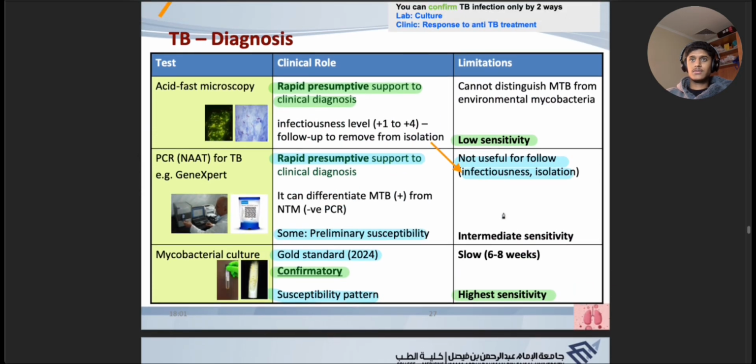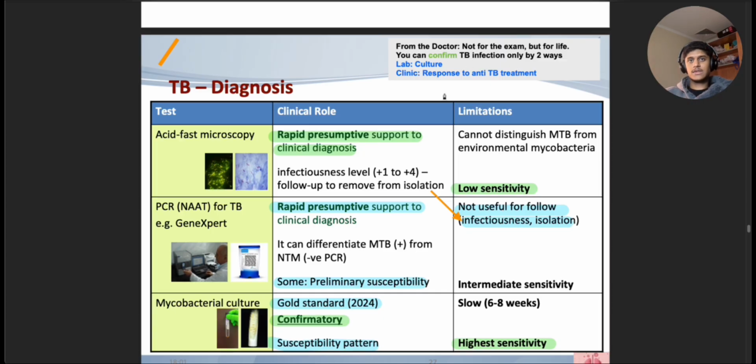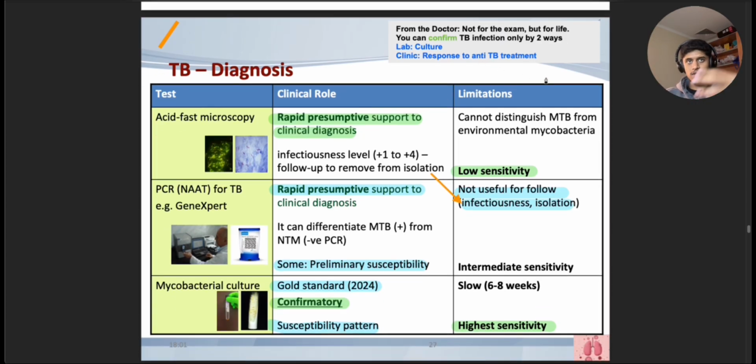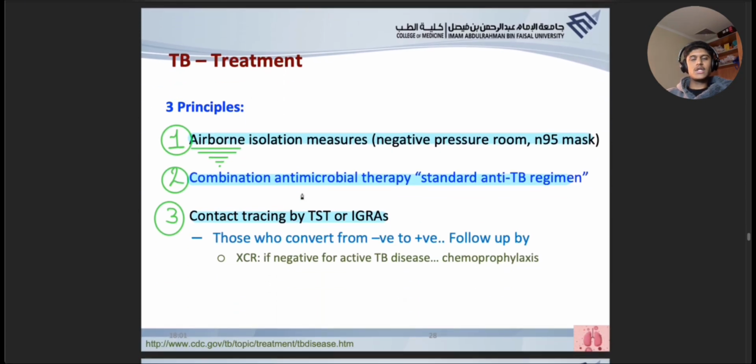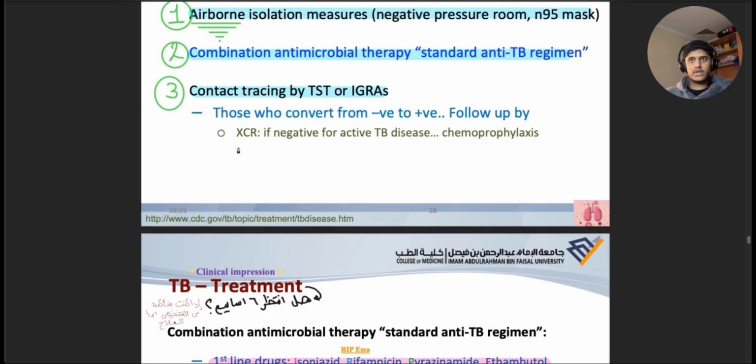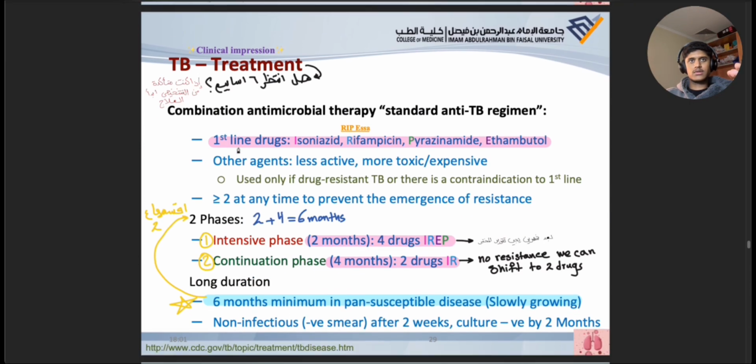We might start with the treatment first, and the response to anti-TB treatment can confirm the diagnosis, but this is in the clinical setting. Treatment of TB. First, we have an airborne isolation, combination of antibacterial or antimicrobial therapy, and contact tracing. We should do our best to trace and follow up where the chemoprophylaxis has gone and where the patients have gotten a positive or a negative TB. Even just x-rays are being used.